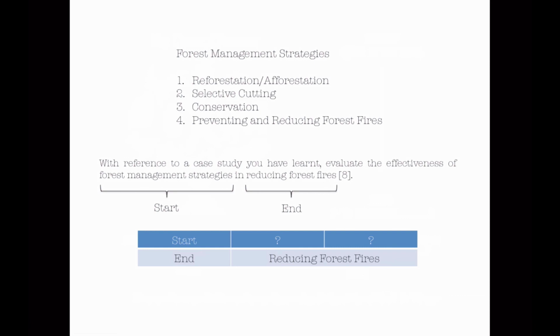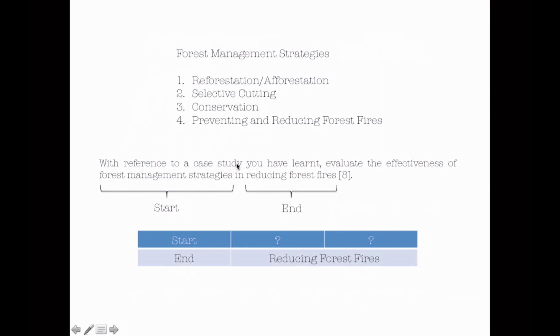This is another part of the textbook, chapter 5 on forest management strategy. How can this forest strategy, this starting point, help to reduce deforestation? So this question is an essay question.